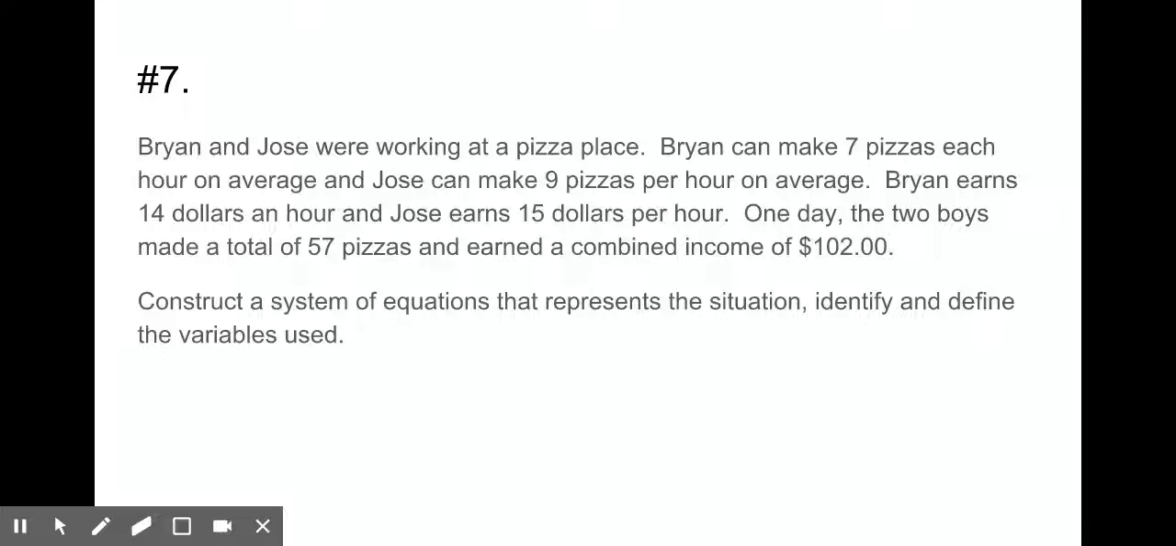Brian and Jose were working at a pizza place. Brian can make 7 pizzas each hour on average, and Jose can make 9 pizzas per hour on average. Brian earns $14 an hour, and Jose earns $15 per hour. One day, the two boys made a total of 57 pizzas, and they earned a combined income of $102. Construct a system of equations that represents this situation. Make sure to identify the variables that you're using and each equation.